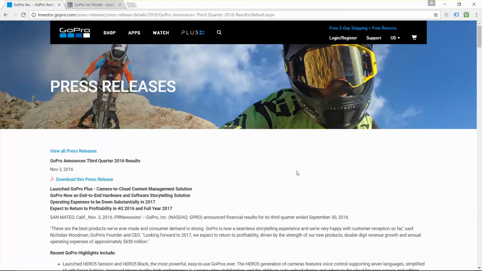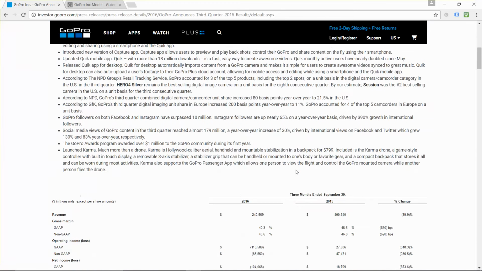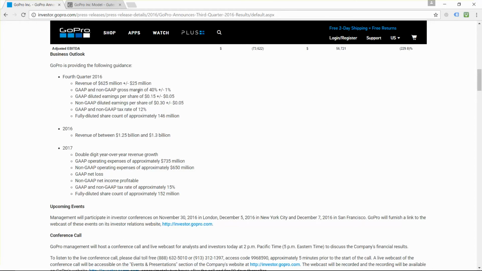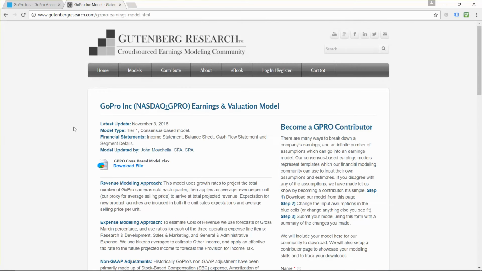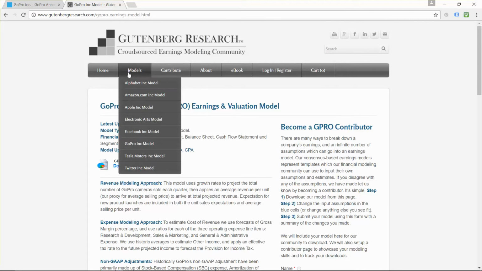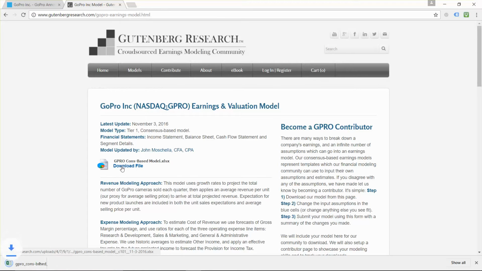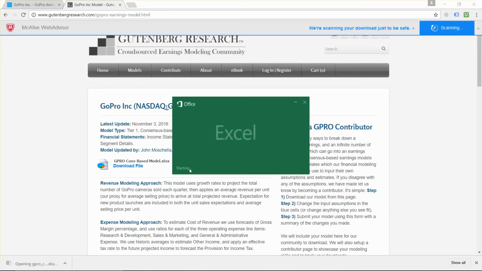So for this demonstration, we're going to be using the guidance in management's press release from tonight. And we're also going to be using our GoPro earnings model. So if you go to our website, gutenbergresearch.com, click on the models tab, scroll down to GoPro, you can download it for free. You just click this Excel icon.